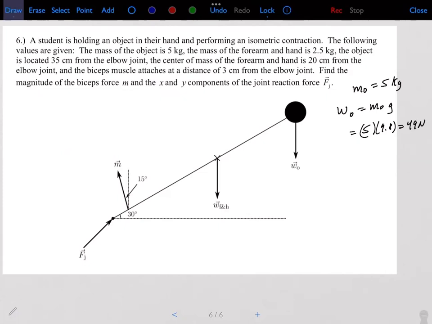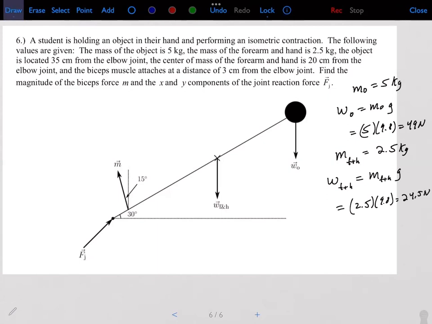And the mass of the forearm and hand, F and H, is 2.5 kilograms. So that means the weight of the forearm and hand, which is acting down here at the center of mass, this is the forearm and hand here, so that's where the weight acts. I can compute the weight by taking the mass and multiplying it by g, right? It's mg. So this will be 2.5 times 9.8, which ends up being 24.5 newtons.